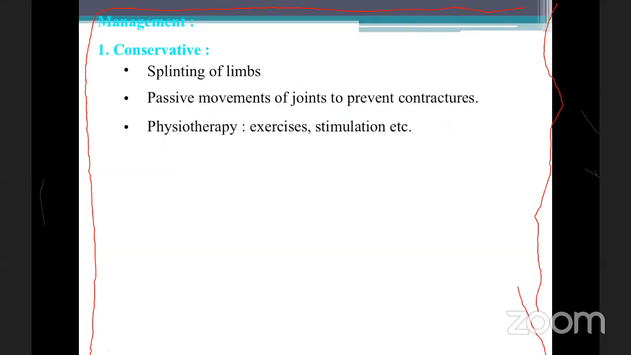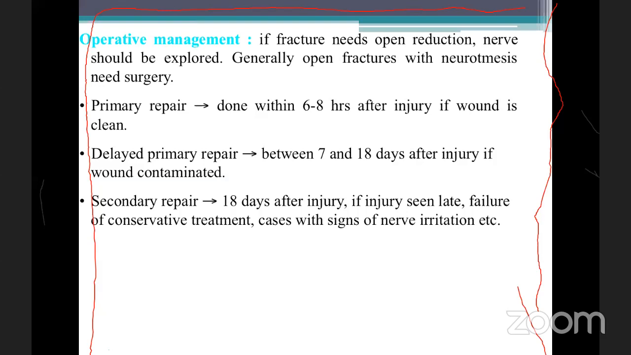And how do we manage? Splint the limb, avoid passive movements of the joints to prevent contractures of the joint, and operative management. If the wound is clean, you can go for primary repair within 6 to 8 hours, and delayed repair if the wound is contaminated, between 7 to 18 days, and secondary repair after 18 days after injury if the injury is seen late or often missed. So these are the types of operative management. Suppose the patient presents much later, after 6 months, and the nerve is irreparable, then you can try tendon transfers. And after 1.5 years, if even tendon transfers fail and you have a stiff joint, then you can try surgical fusion of the joint, otherwise known as arthrodesis.